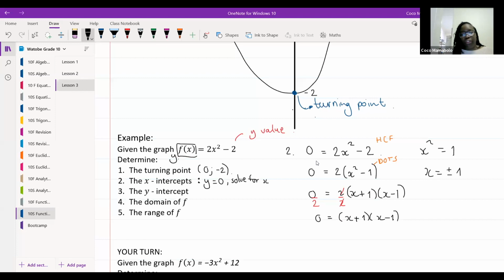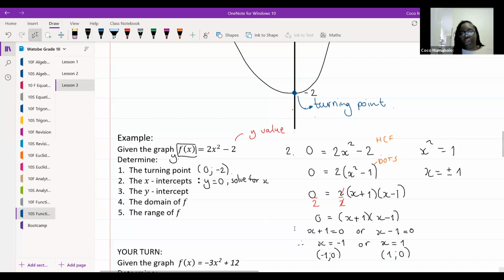And then I just solve using the zero product law. X plus 1 is equal to 0, or x minus 1 is equal to 0. Therefore, x is equal to -1, or x is equal to 1. Those are my 2 points. That means my x values are going to be -1 and 0, and 1 and 0. Those are my 2 x-intercepts.